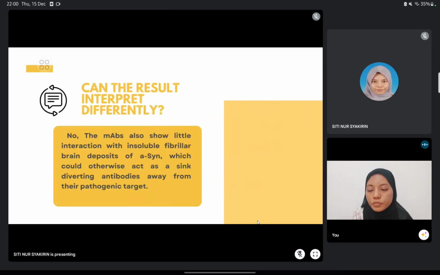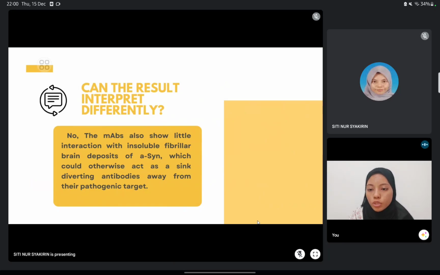So, can this result be interpreted differently? In my opinion, no, because alpha-syn is the most stable among the other two, which are beta and gamma. The MABs also show little interaction with insoluble fibrillar brain deposits of alpha-syn, which could otherwise act as a sink, diverting antibodies away from their pathogenic target. The use of selective antibodies, delivered systemically or as antibodies via gene therapy vector, is expected to provide improved efficacy and safety profile compared to the pan-alpha-syn approach.